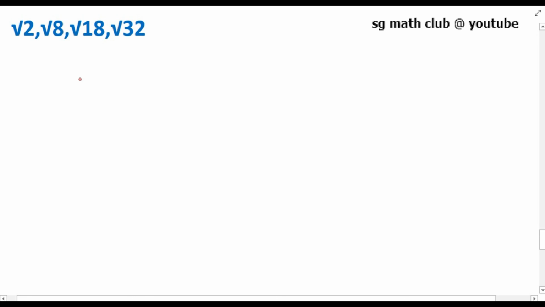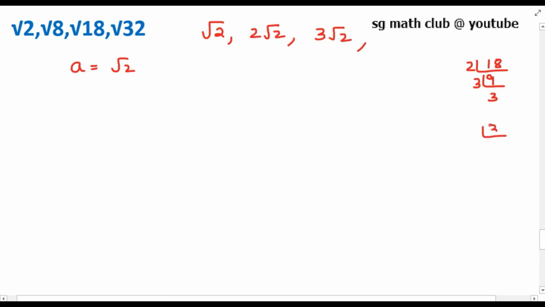The next one: root 2, root 8, root 18 and root 32. So the first term is root 2. Second term, see the same thing, I can write root 8 as 2 root 2. Root 18, if you factorize this, I can write as 3 root 2. Again root 32 I can write as root 16 times 2, that is 4 root 2.